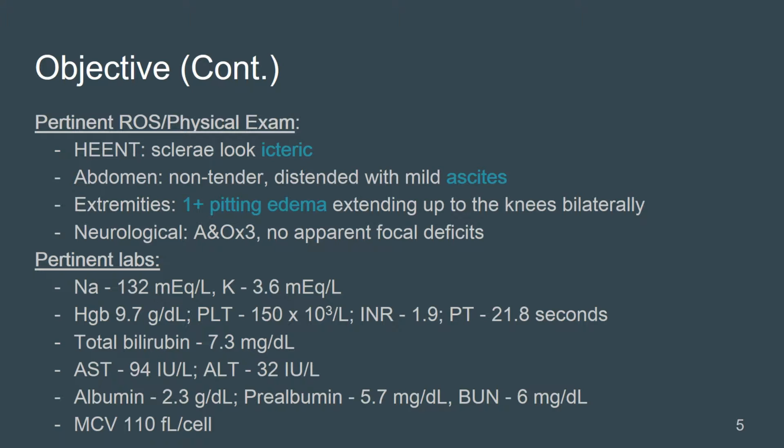His PT and his INR were elevated, as well as his total bilirubin. His AST was elevated, but his ALT was still normal. His albumin, prealbumin, and BUN were low, and his MCV was elevated as well.